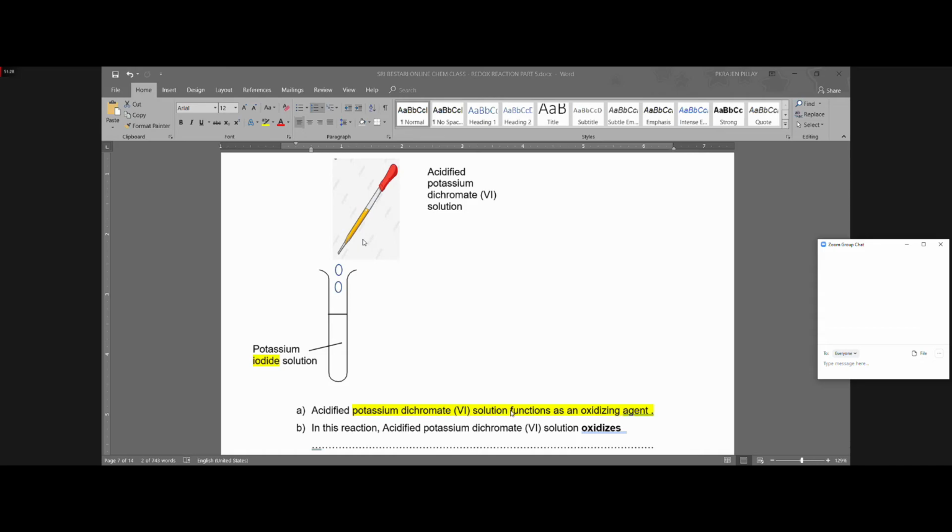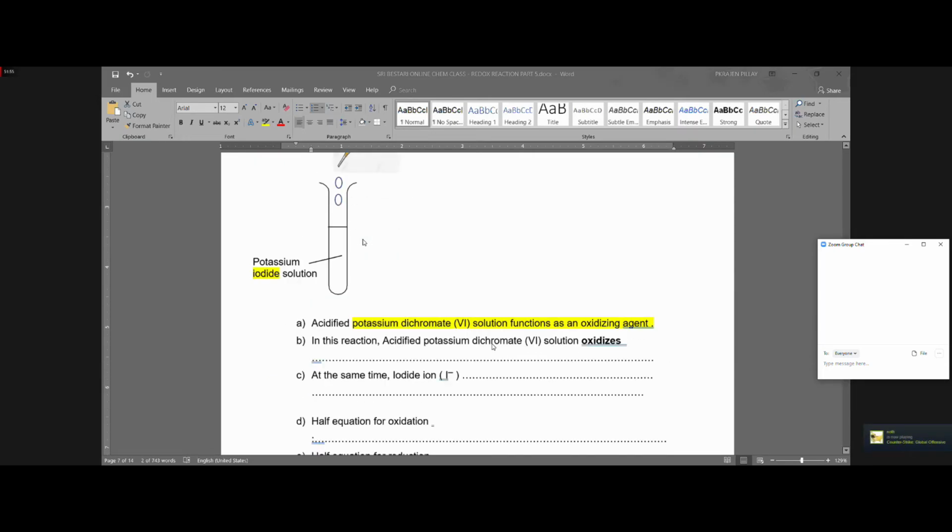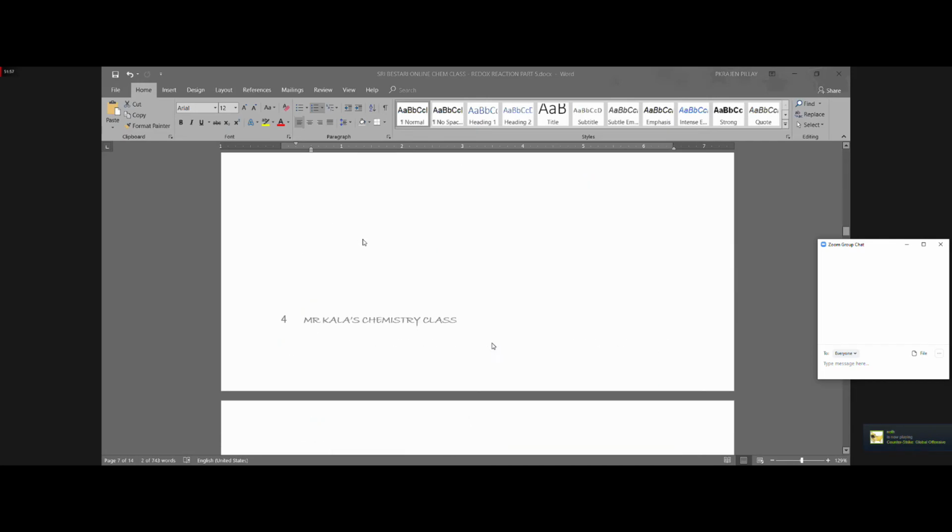Dichromate 6 ion, and the 6 must be there. Chromate also is a 6 ion, but you must be careful. Dichromate because it's orange in color. Chromate will be yellow solution. Okay, dichromate 6 ion. That's the oxidizing agent. Reducing agent is just say iodide ion. So you can see, we have 3 oxidizing, 3 reducing.